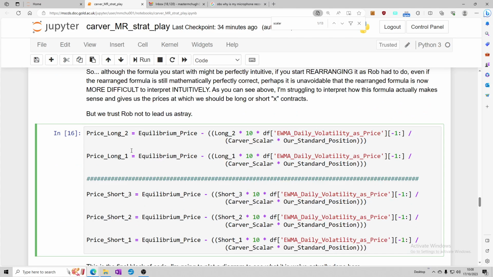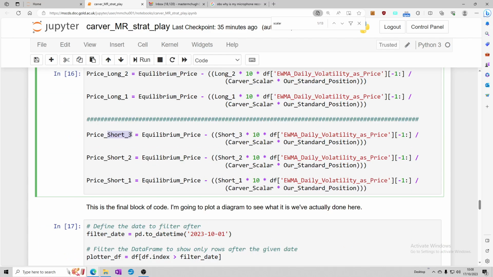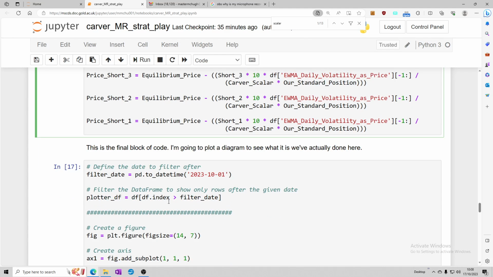In this block of cells, I'm just repeating the same code, but now I'm saying, well, what's the price at which we should be long 2 contracts or 1 contract? What's the price at which we should be short 3 contracts or short 2 or short 1 contract? Now we get to the final block of code. I'm going to plot a diagram to see what we've done.